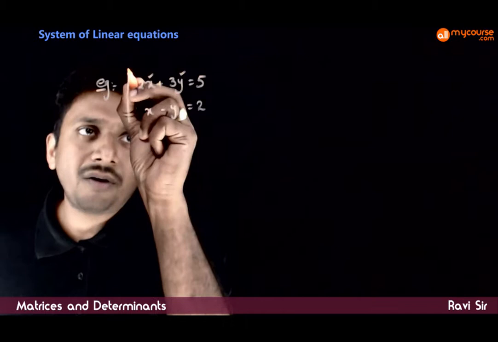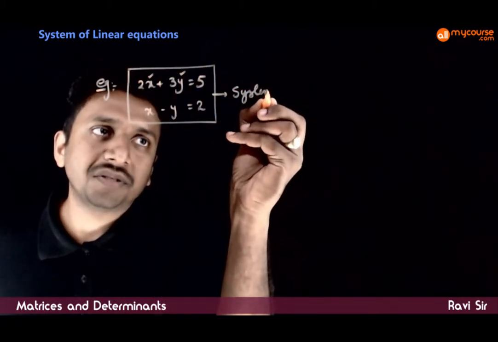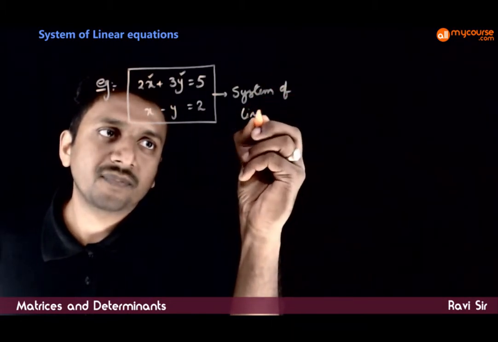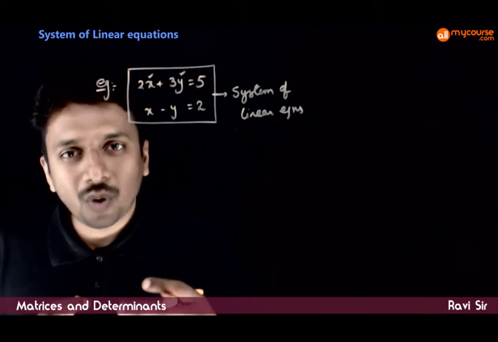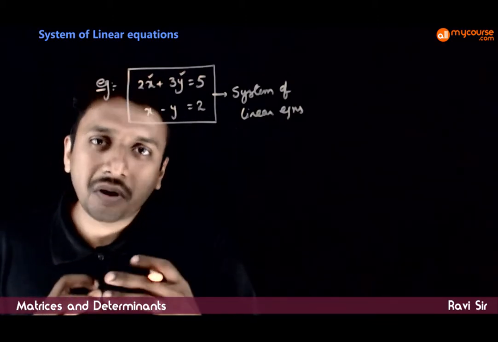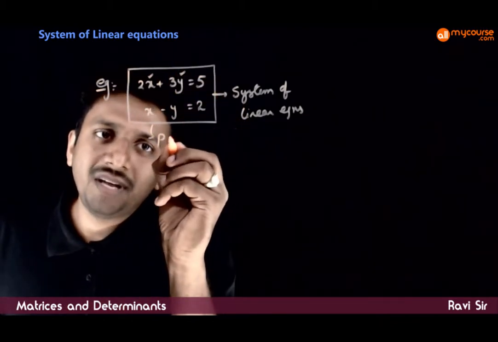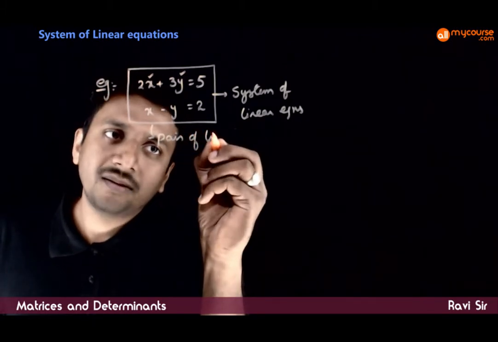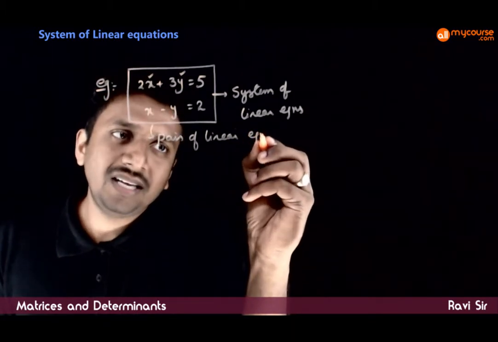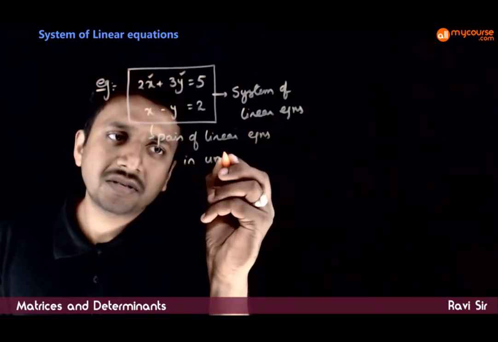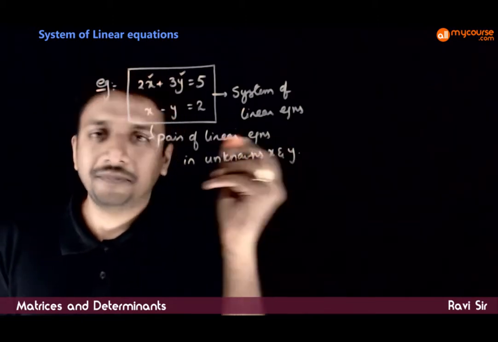So this set of equations is called a system of linear equations. If you have one or more linear equations as a system, we call it a system of linear equations. So these are a pair of linear equations. This system has two equations, so we can call it a pair of linear equations in unknowns x and y.